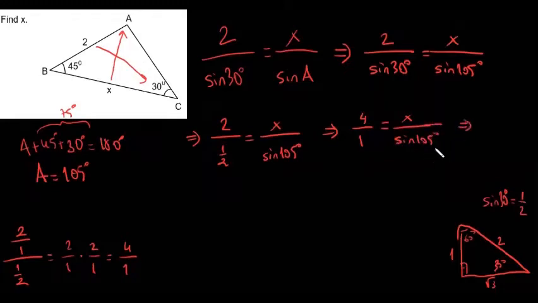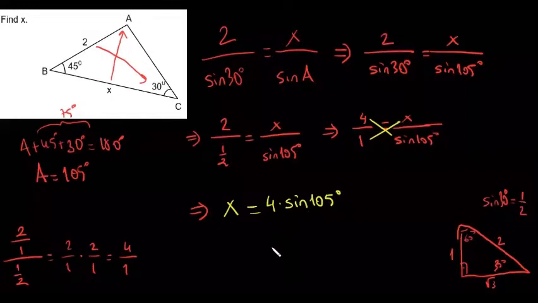So that means x is going to be, we are doing the cross multiplication here, 1 times x is x, and 4 times sine of 105 degrees.